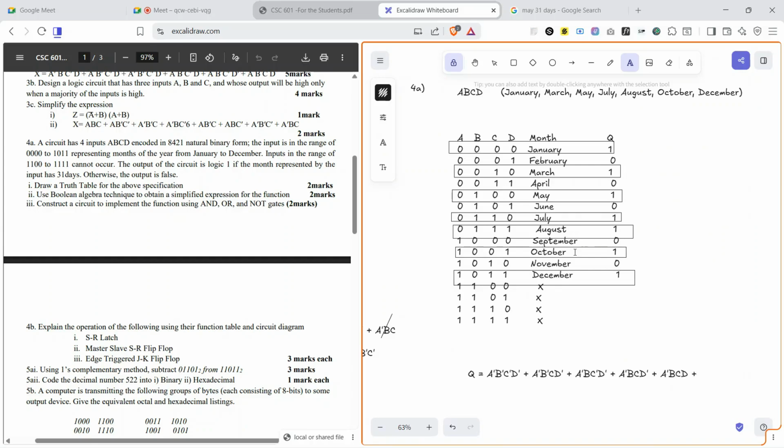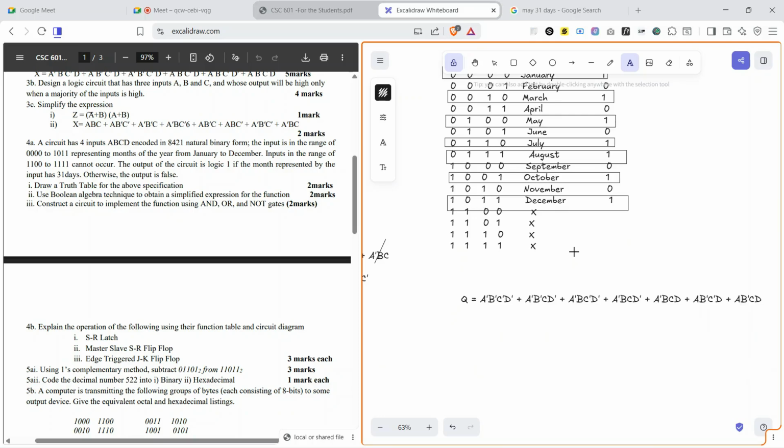Then October, A, B, B bar, A, B bar, C bar, D. That's October. Then December, A, B bar, C, D. Okay. Now we have this is our result. So we want to simplify this. This is how many? 1, 2, 3, 4, 5, 6, 7. So we have 7.